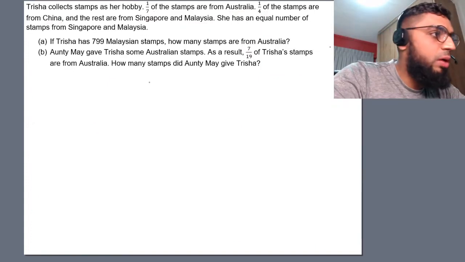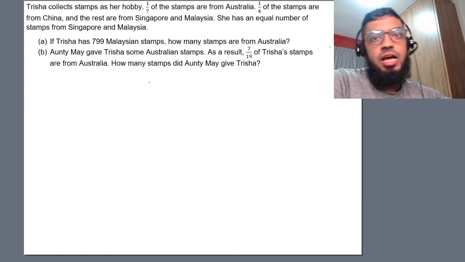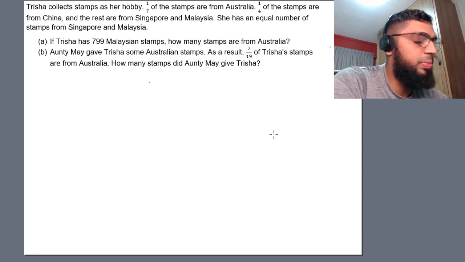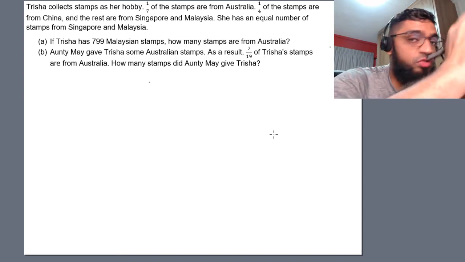Hi there. Today we will talk about this fractions type problem sum in preparation for the PSLE examinations. So let's read the question.